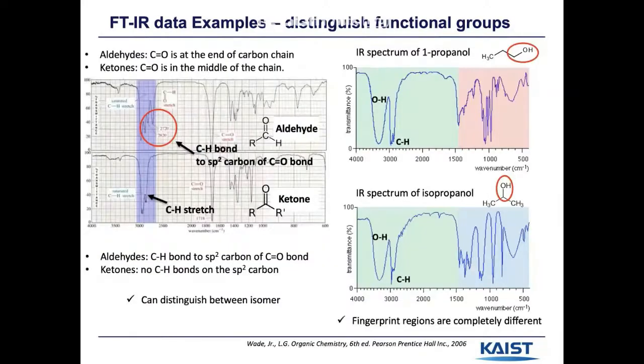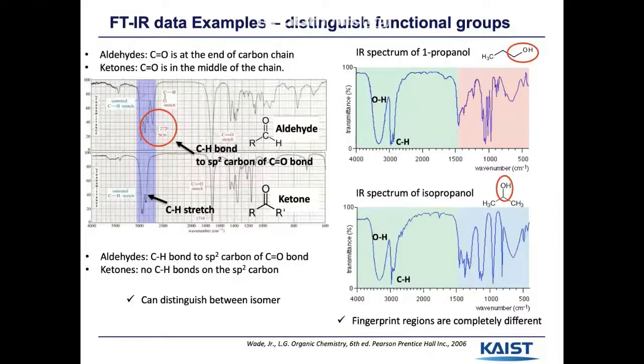Let's see some examples. There are carbonyl compounds containing the CO double bond functional group. Aldehydes and ketones are isomers. In aldehydes, this group is at the end of a carbon chain, whereas in ketones, it's in the middle of the chain. As a result, the carbon in the CO bond of aldehydes is also bonded to another carbon and hydrogen, whereas the same carbon in the ketones is bonded to two other carbons.